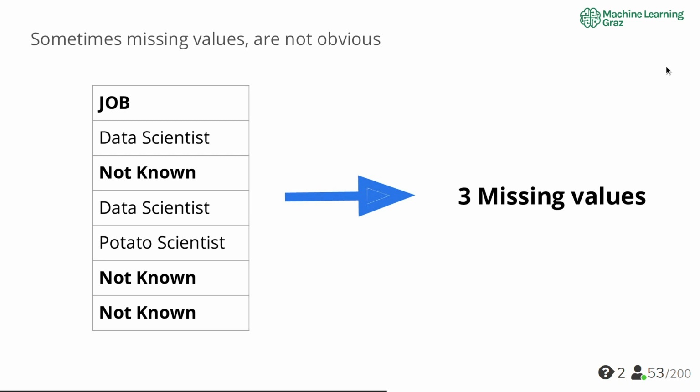Look at this example. Here we have a list of job positions, data scientist, but here we also have a variable called not known. And I never heard of a job position which is called not known. So it's obviously referring to the data about this job description being missing. So in this case, we could infer from this column that there are 3 missing values.